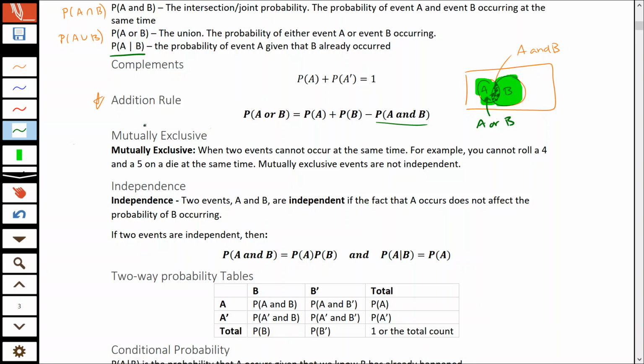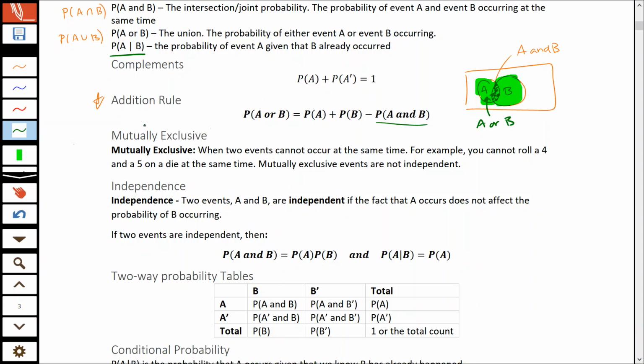Mutually exclusive is when two events cannot occur at the same time. So for example, we cannot roll both a 4 and a 5 on a die at the same time. This does not mean that events are independent. We don't want to confuse independence and mutually exclusive. In fact, mutually exclusive events are not independent, because if I roll a 4, that would mean that I did not roll a 5, and that's going to impact the chance of me rolling a 5.